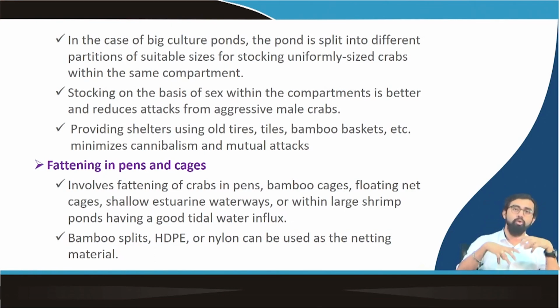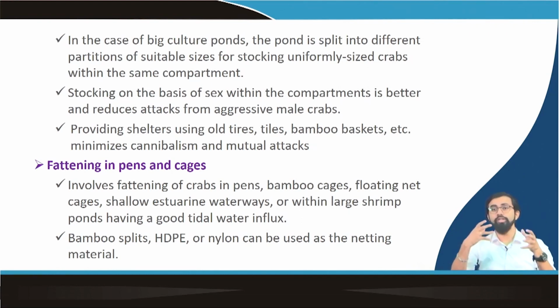You can provide shelter using old tiles, bamboo baskets, etc., to minimize cannibalism or mutual attacks. In general, fattening can also be done in pens or cages. Earlier we were discussing fattening in ponds in the coastal region, where you depend on the diurnal tidal movement of the sea, so your seawater exchange can happen based on that. But in the case of pens and cages, you don't have to worry about seawater exchange, right?